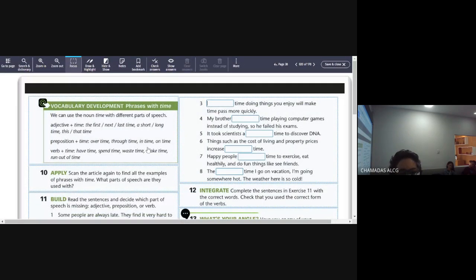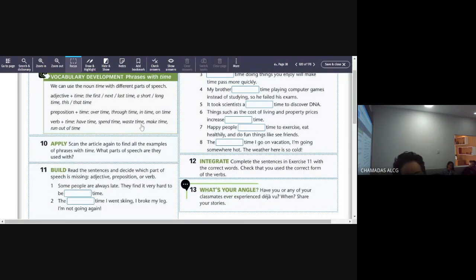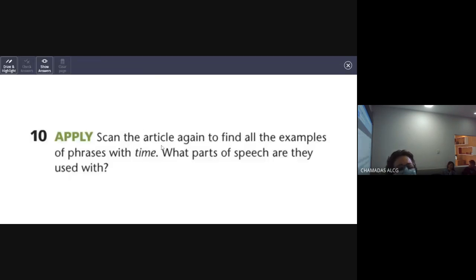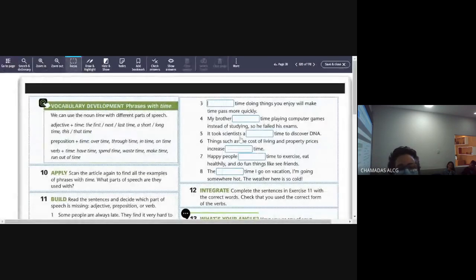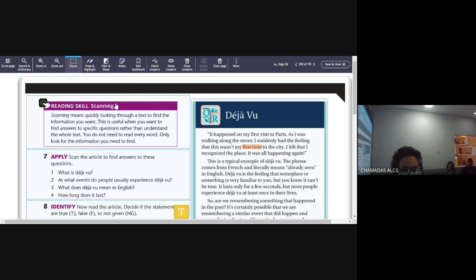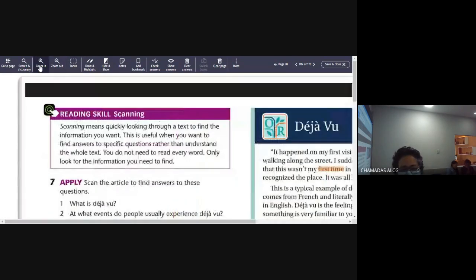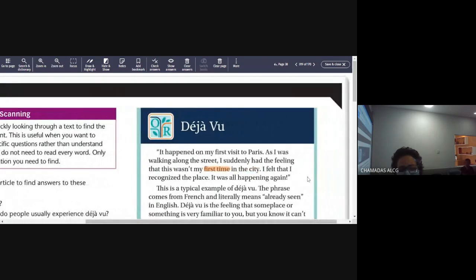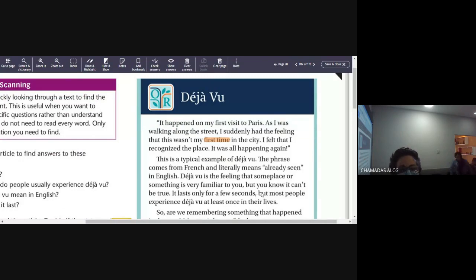Okay. All right. Now, based on this, they tell us to go back to the article and find all the examples of phrases with time. And then after that, we should say what parts of speech they are used with. Okay, so let's go back to the text here. I will try to zoom in. Yeah, this is the max. So let's take a look here and find the expressions with the word time.